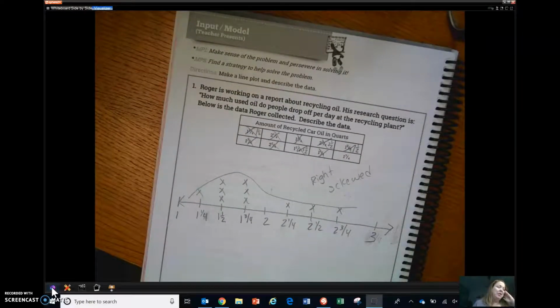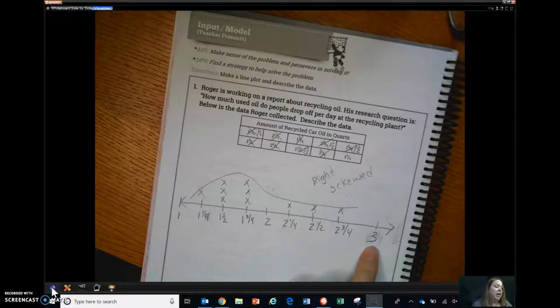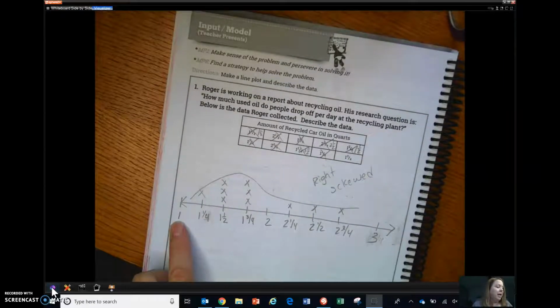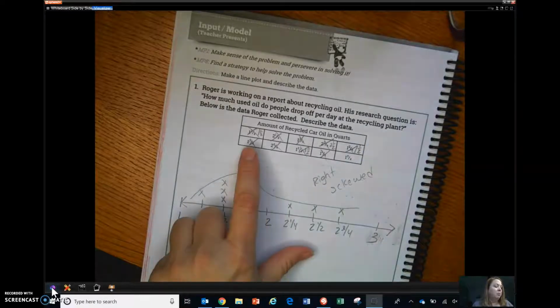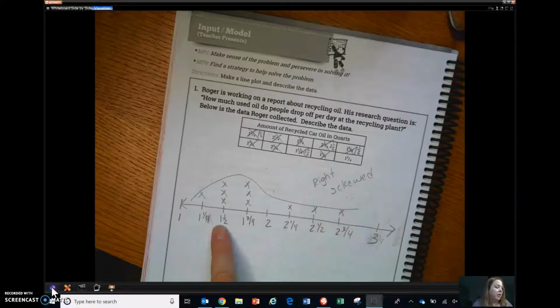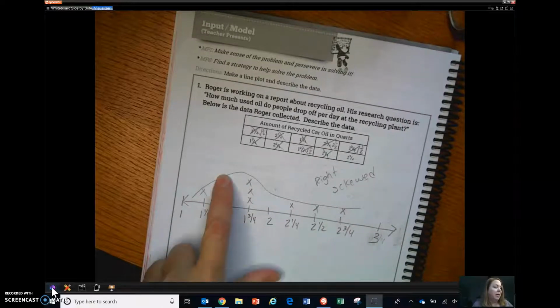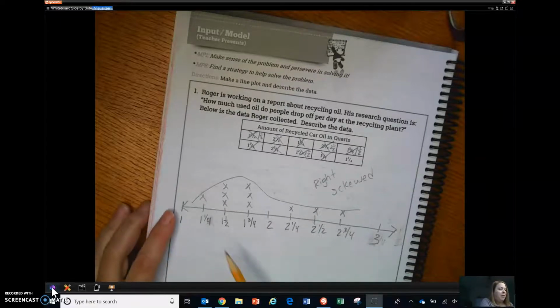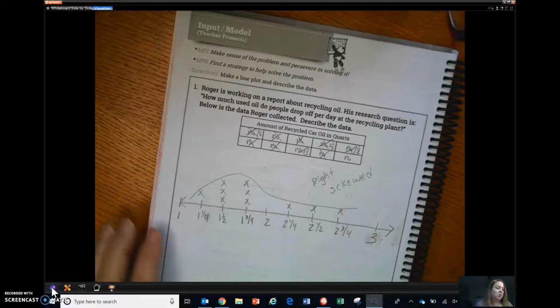All right, so basically what you do is you make your number line and decide how to number it. I've got all my numbers in here, and every time I see 1 1/4, I put an X. Every time I see 1 1/2, I put an X. So I ended up with 3, 3, 1, 1, and 1. If I were to draw a line on this, it is right skewed. So the tail goes to the right, that means it's right skewed.